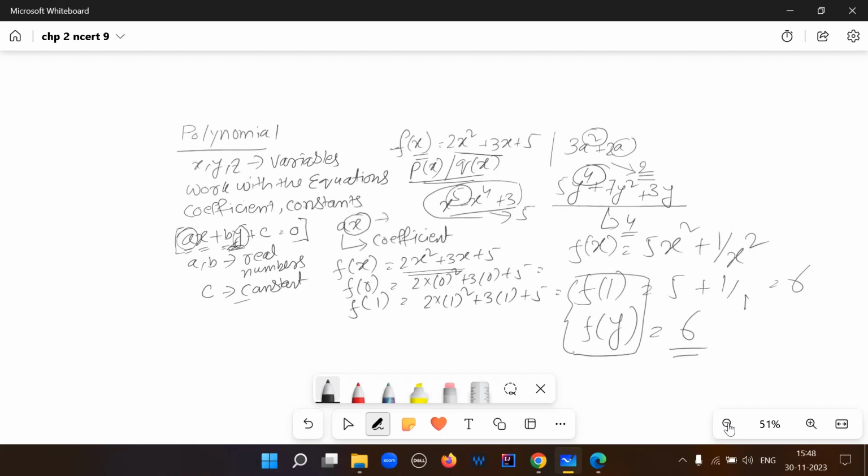Now I will give you a short numerical. P of t equals 5t square minus 3t plus 7. The t may be root 11, root 7, any of these.